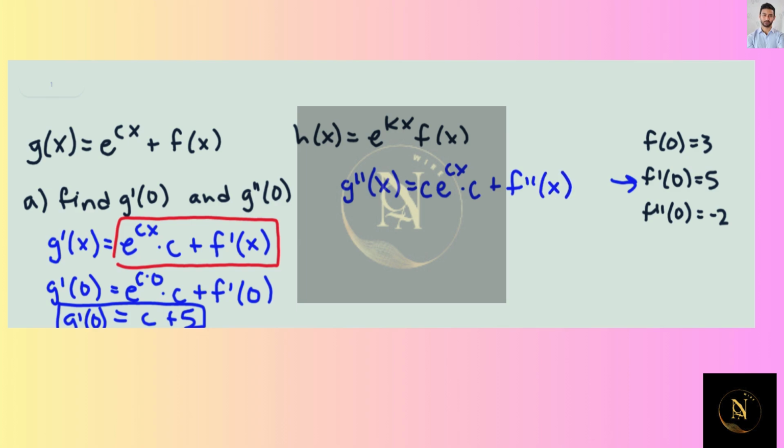Let's evaluate this at 0. So g double prime of 0 would be c times e to the 0 times c plus f double prime of 0. E to the 0 again is 1, so we have c times 1 times c, so that's c squared. And then f double prime of 0 is negative 2, so we have c squared minus 2. And that's g double prime of 0.